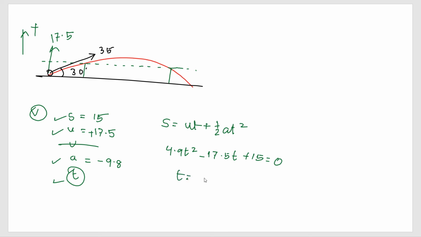The values of T turn out to be 15 by 7 and 10 by 7. So these are the two times when the particle is at 15 meters above the ground. So this value is 10 by 7 and this value is 15 by 7. Now at what time was the particle at 15 meters? 10 by 7 and 15 by 7. So for how long was the particle above 15 meters? Simply subtract the two values, and that is how we get the value of time for which the particle was above 15 meters, which is 0.71 seconds.